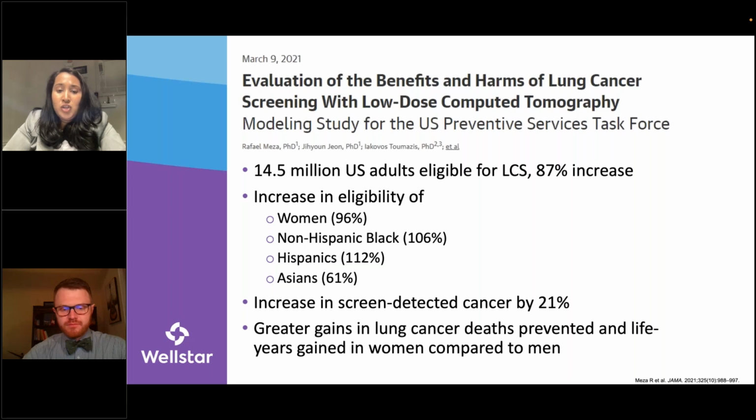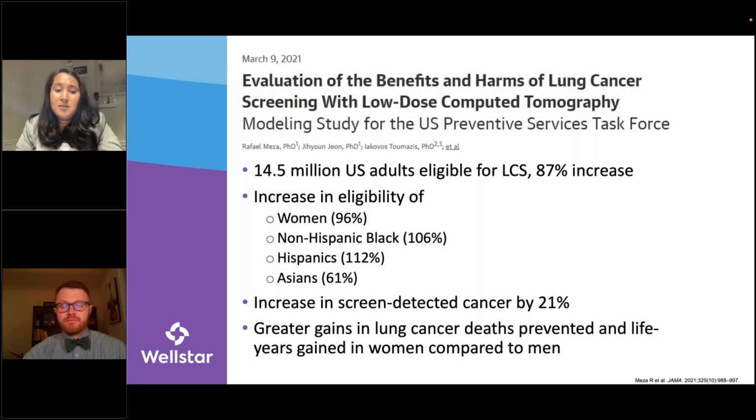With this new change in the criteria, as you can imagine, a lot more patients are now eligible for lung cancer screening, as much as an 87% increase in the number of patients that are eligible. And that increase in eligibility has included not only female patients, but also had an impact on different racial groups that are more likely to now be enrolled in lung cancer screening programs than before.